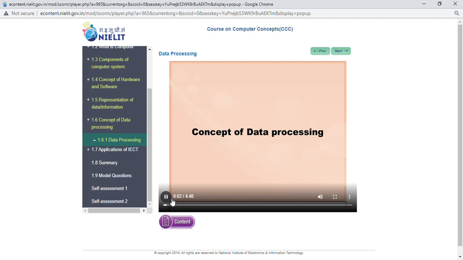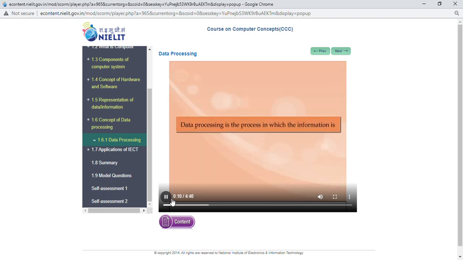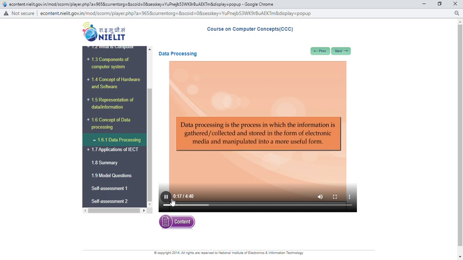Concept of data processing. Data processing is the process in which the information is gathered or collected and stored in the form of electronic media and manipulated into a more useful form.